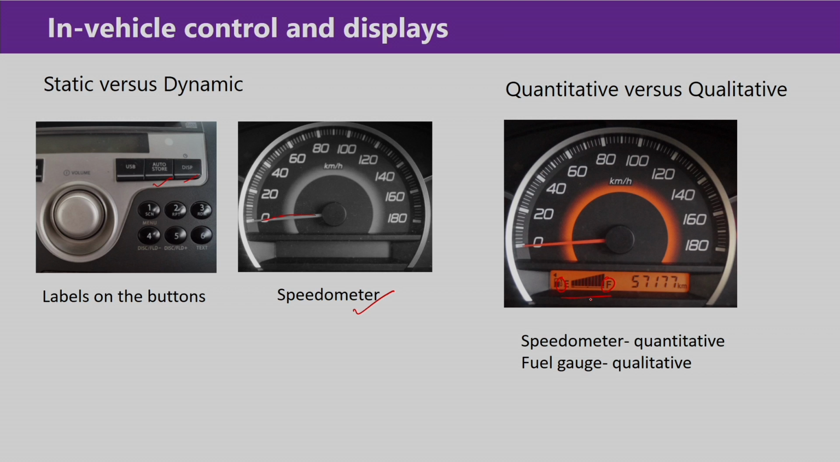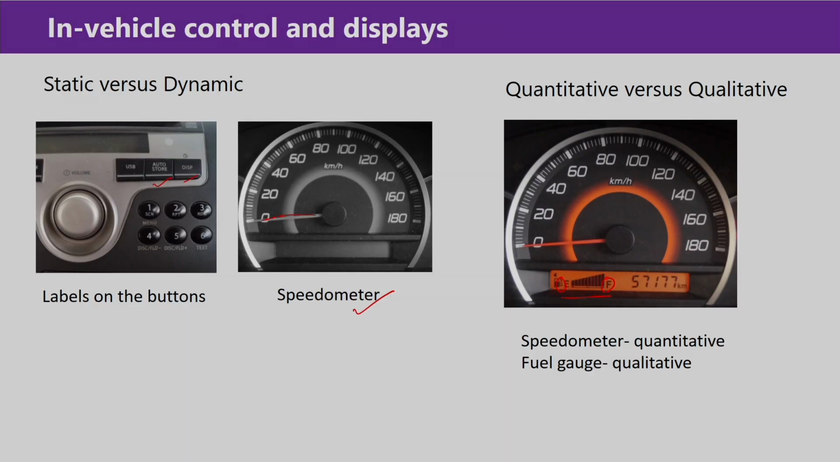On the other hand, while the speedometer shows a particular speed, say 40 km per hour based on the pointer location, then we consider that as the quantitative display. That is providing a particular value. So, inside the automobile we find both qualitative displays as well as quantitative displays.